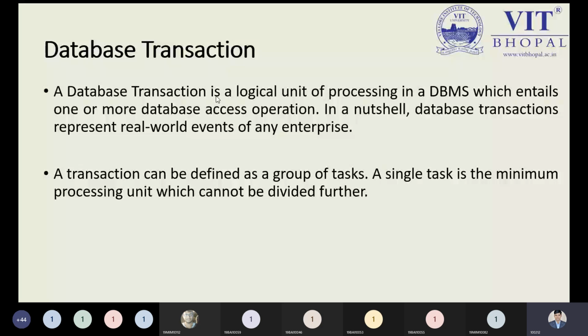So you have to keep a few things in mind here. We are talking about accessing the information, and after accessing the information from the database and performing some operation, what happens to the database is done by one part or one unit that is known as the transaction. So the transaction is ultimately a logical unit in terms of processing, of course, because our information will be processed by some operations. And what are those operations? So we will see in a nutshell that a database transaction represents real world events of any enterprise.